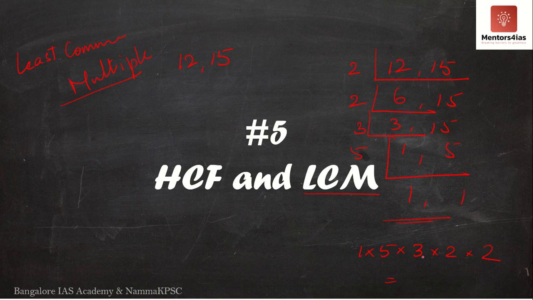5 2s are 10, 10 3s are 30, 30 2s are 60. Therefore the LCM of 12 and 15 is nothing but 60. What does this mean? 60 is the smallest number which is both divisible by 12 and 15.